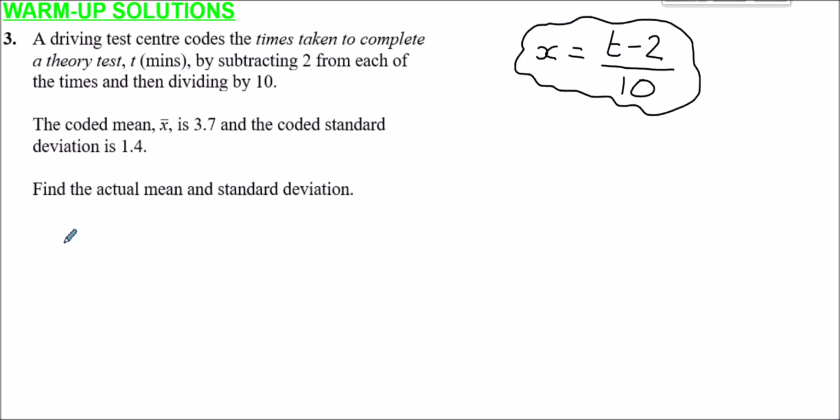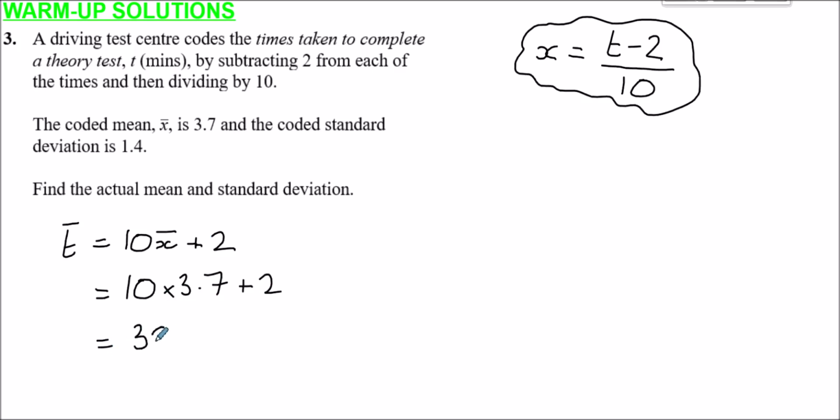So the actual mean is going to be t bar. And so what we do for the actual mean is just rearrange this equation to get t as the subject. So multiply through by 10, we're then going to have 10 lots of the mean of x, x bar plus 2. So that's going to be 10 multiplied by 3.7 plus 2, which gives us 39. So the actual mean time is 39 minutes.